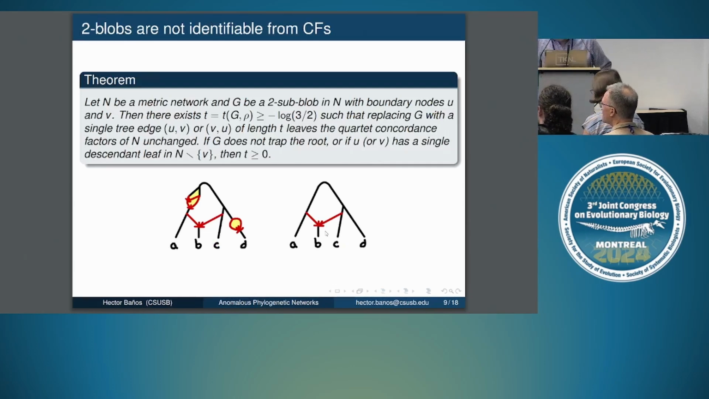Okay, so we showed that if you have a network, you can replace any 2 subblob with an edge of a specific edge length. Here is the formal statement. You don't have to read it if you don't want to. But you can replace it with a 2 subblob with an adequate edge length, and then the concordance factor for these 2 blobs will be the same. So again, if you're using concordance factors, you cannot tell anything about 2 subblobs. In particular, if the root is not trapped in a 2 subblob, then we know that that edge length must be positive.